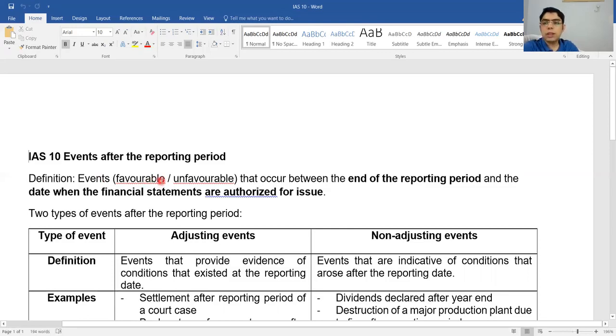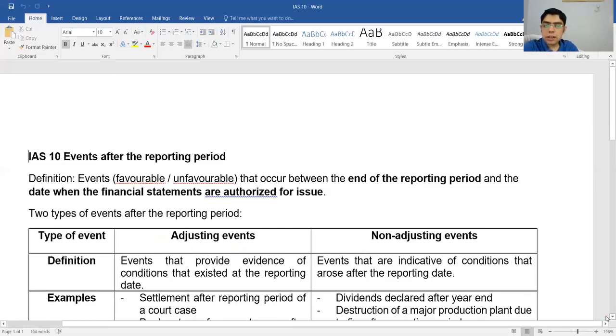I've already told you that they need to be somewhat reflected or incorporated in the financial statements. How they have to be incorporated or reflected depends on the type of event after the reporting period, because there are two types of events after the reporting period. One is adjusting events and the other is non-adjusting events. So after the end of the reporting period and till the date the financial statements are authorized for issue, there could either be adjusting events or they could be non-adjusting events.